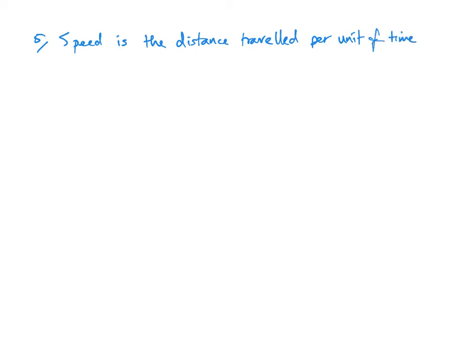Learning outcome 5 says state the difference between speed and velocity. So really, to define the difference, we're going to define what both mean. Right? So speed is the distance travelled per unit of time. And it is a scalar quantity, although we've actually already defined that, haven't we?